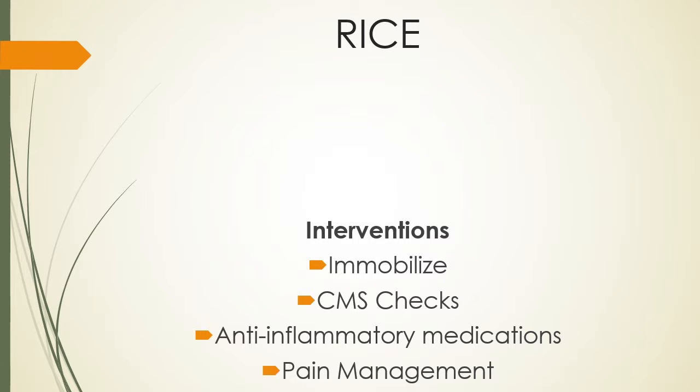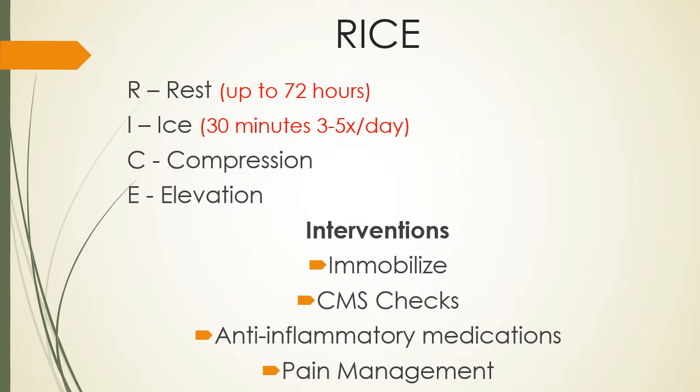RICE is the acronym that we use for all of our musculoskeletal injuries. What it stands for: rest, typically up to 72 hours. Ice, 30 minutes, 3 to 5 times a day, minimally on for 20 to 30 minutes, off for 20 to 30 minutes. You'll see varying references on that. Compression: wrapping it with an ACE wrap is what's most typically going to provide compression. It shouldn't be too tight because we don't want to cut off circulation, but it's going to help reduce swelling along with the elevation. All of those are going to reduce blood flow to the area, thereby reducing edema, which can actually cause more pain and can compromise blood flow, like we talked about with compartment syndrome.